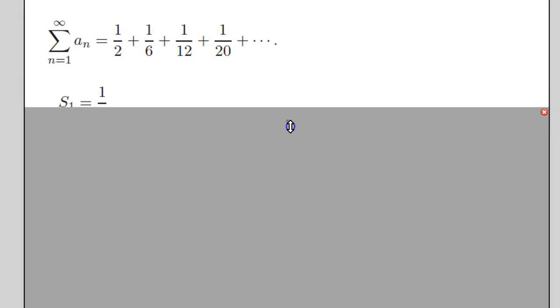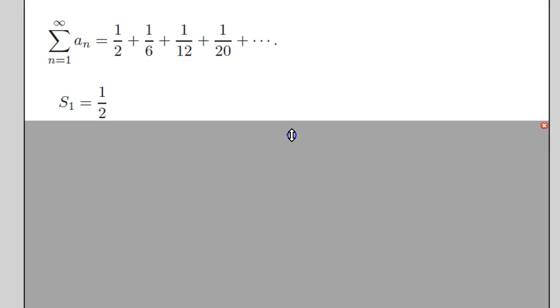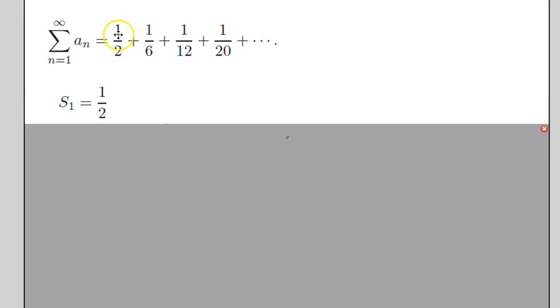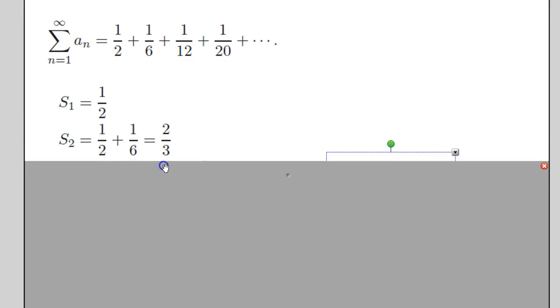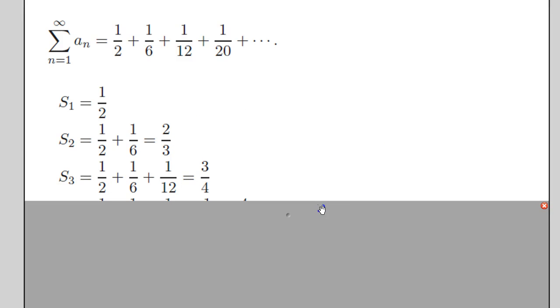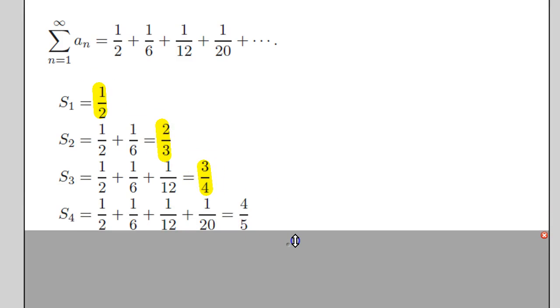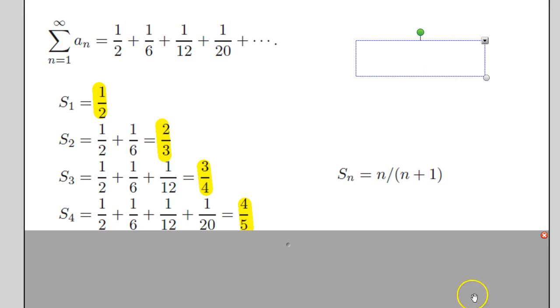But if I start adding up the terms of the sequence, s sub 1 is 1/2, s sub 2 is 1/2 plus 1/6, s sub 3 is 1/2 plus 1/6 plus 1/12, I end up noticing that something interesting is going on. It seems like the partial sums have their own pattern occurring, and that pattern can be represented by the nth term by taking n over n plus 1.